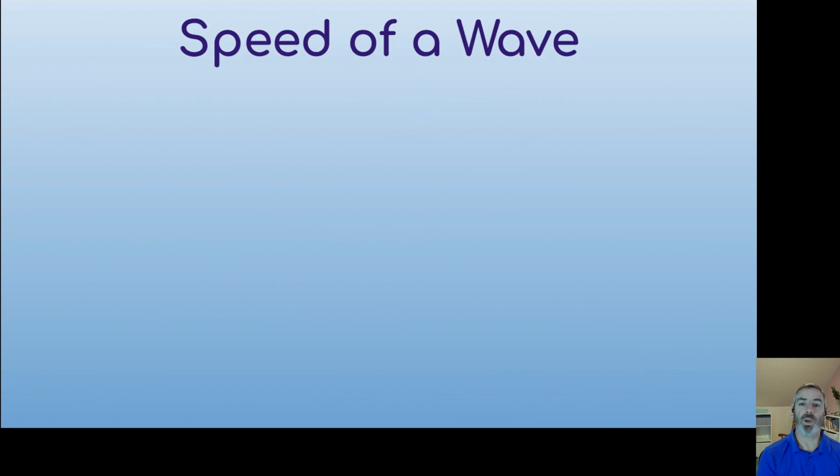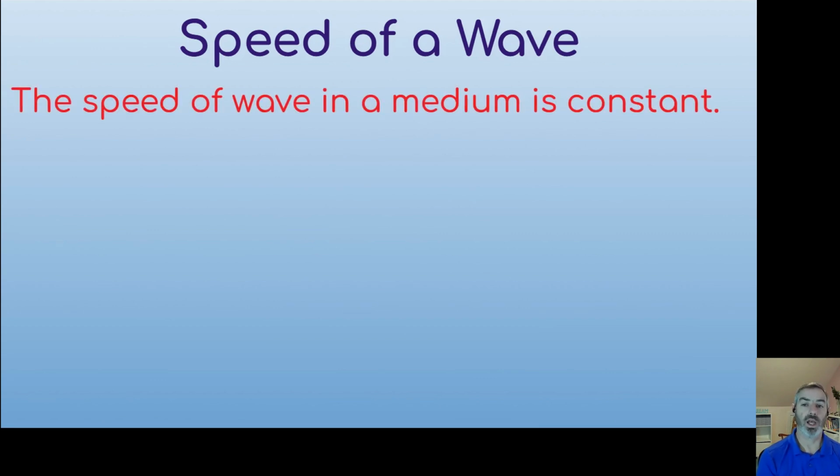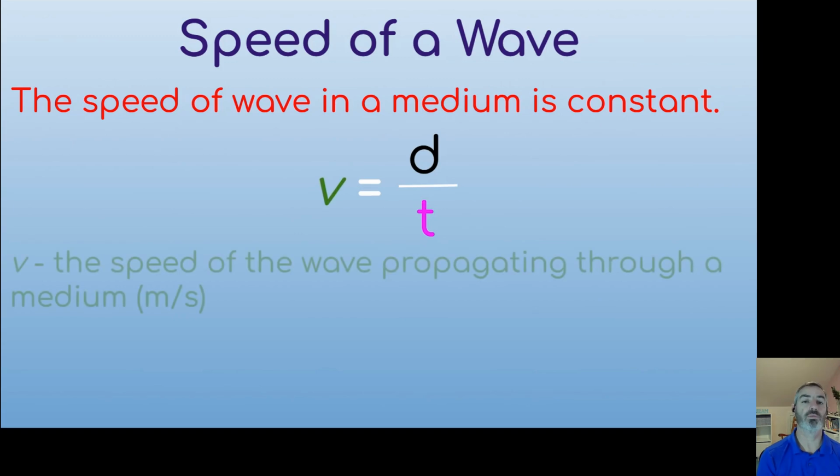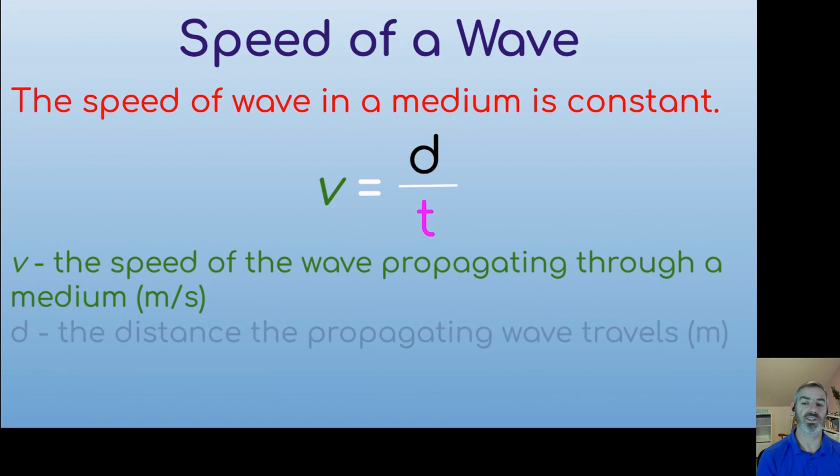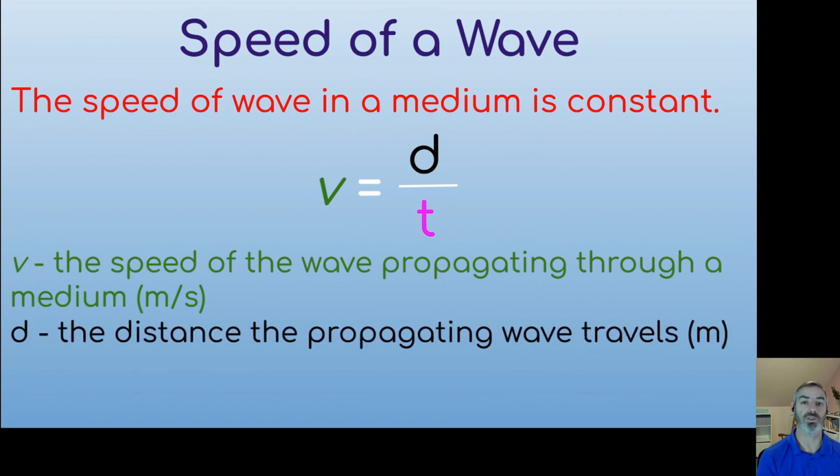Now, the speed of a wave in a medium is constant. So that means that we can use this equation, v = d/t, where v is the speed of the wave propagating through a medium in meters per second. d is the distance the propagating wave travels in meters, so it might move back and forth along a string multiple times, so that's why we use distance instead of displacement.